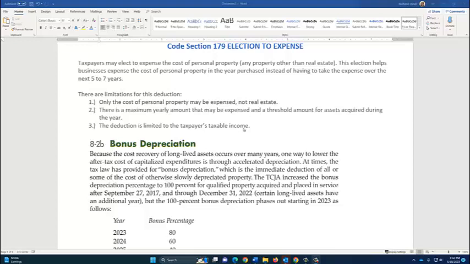So in other words, if you purchased an item for $100,000 that you wanted to take the Code Section 179 election, but you only had $20,000 in taxable income, you could only take $20,000. It's up to the amount of your taxable income.